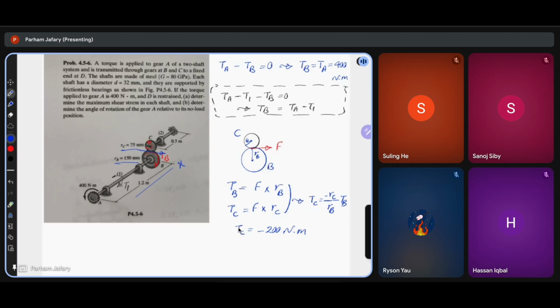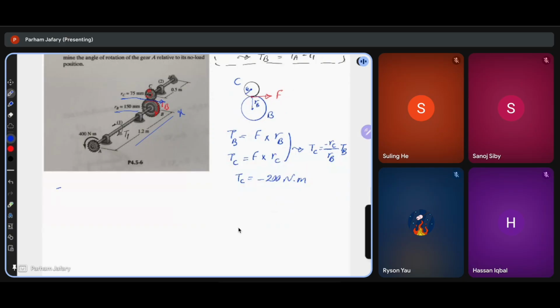Now we need to calculate the polar moment of inertia for each shaft. The polar moment of inertia, which is used in torsion, is pi d to the power of 4 over 32. This is for a circular section.